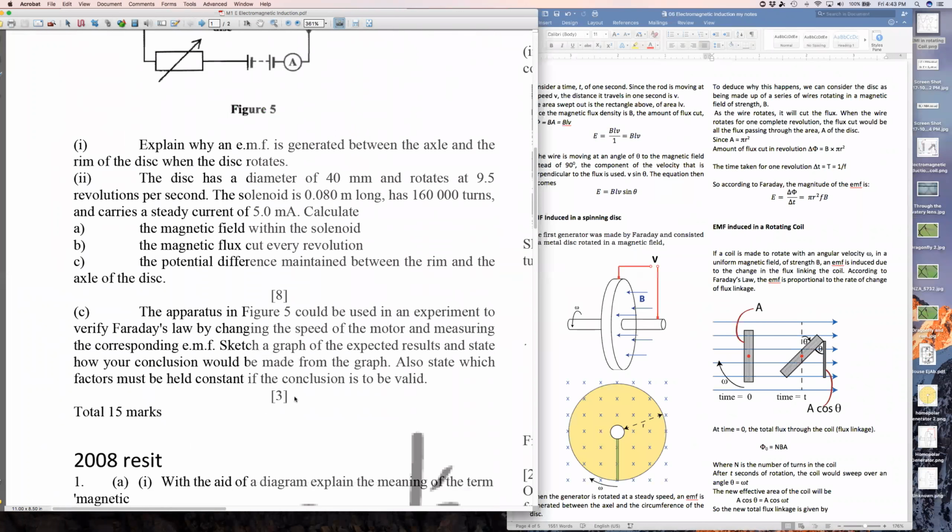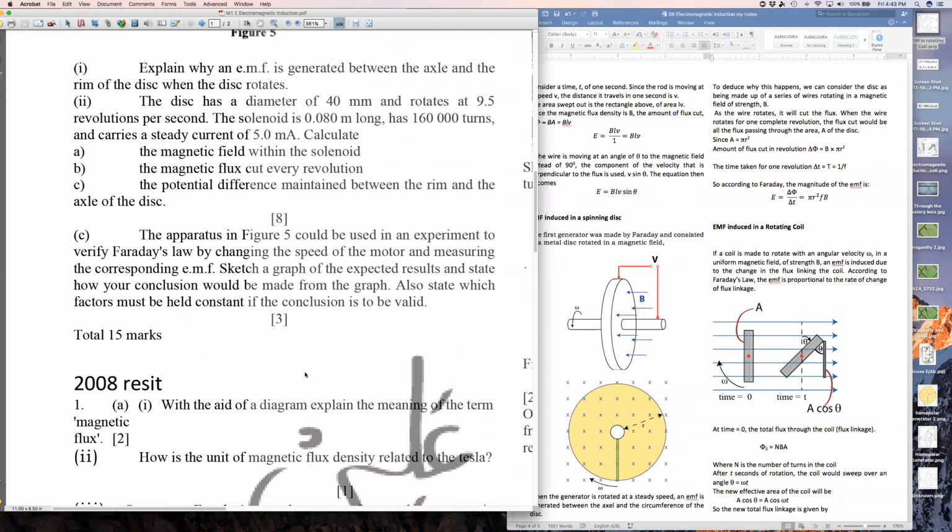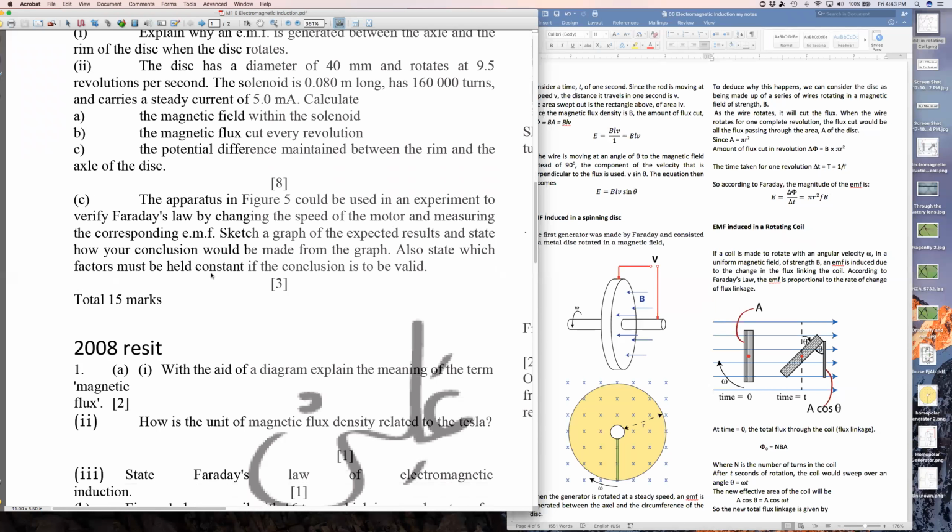All right. Next part for 3 marks. The apparatus in figure 5 could be used in an experiment to verify Faraday's law by changing the speed of the motor and measuring the corresponding EMF. Sketch the graph. What graph would we expect to see if we increase the rate of rotation? How would the EMF depend on the rate of rotation?